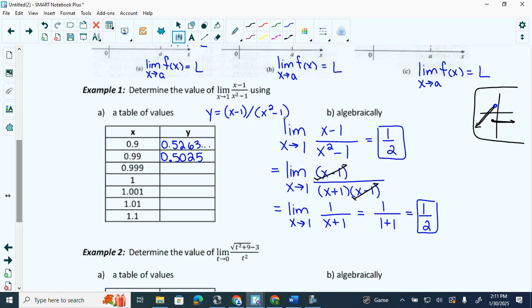Then 0.999, you get 0.50025. And if I put in a 1, I get error, because it does not exist on here, correct? 1 is where we have an open dot. Now guys, before I do the rest of them, why did I pick 0.9, then 0.99, then 0.999? Anyone have any ideas?